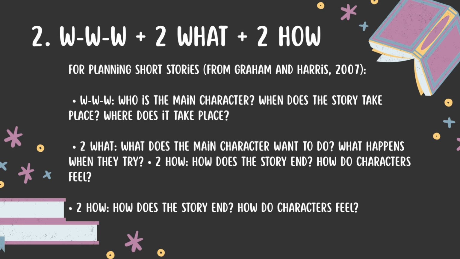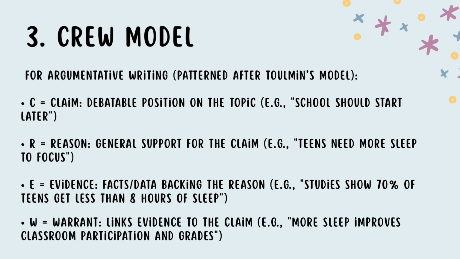The 3 W stands for who is the main character, when does the story take place, and where does it take place. The 2 what stands for what does the main character want to do, what happens when they try. The 2 how stands for how does the story end, how do characters feel.